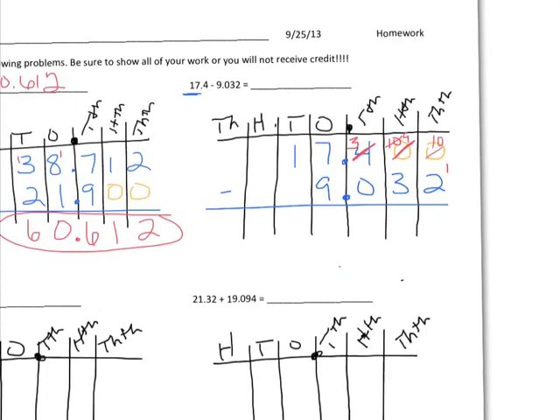Now I can solve my problem. 10 minus 2 is 8. 9 minus 3 is 6. 3 minus 0 is 3. 7 minus 9 I can't do. So I go over to my tens, get rid of it. I bring over 10 ones to give myself 17 ones. I just decomposed it. 17 minus 9 is 8. And now I have 8 and 368 thousandths.